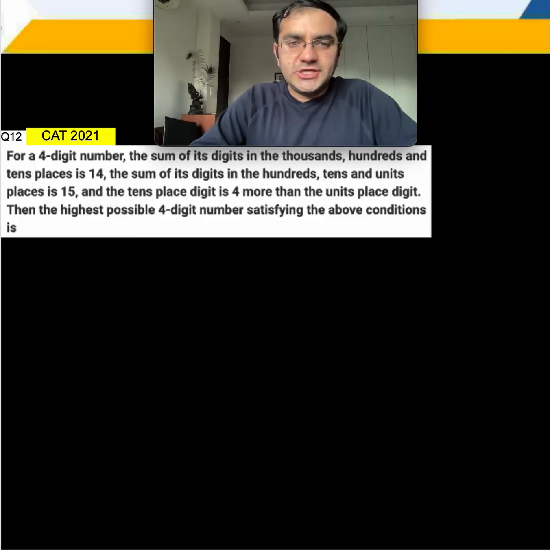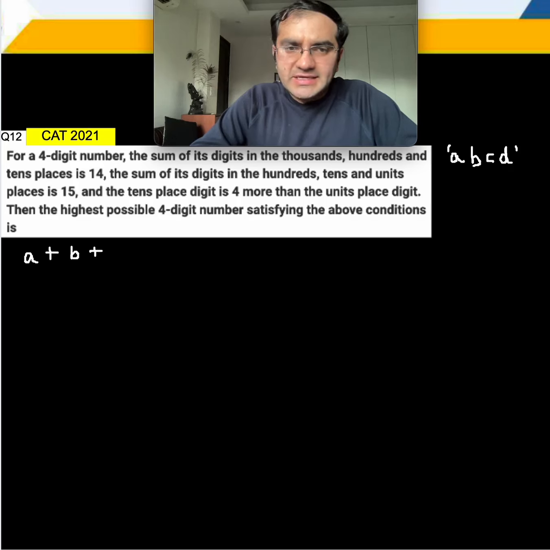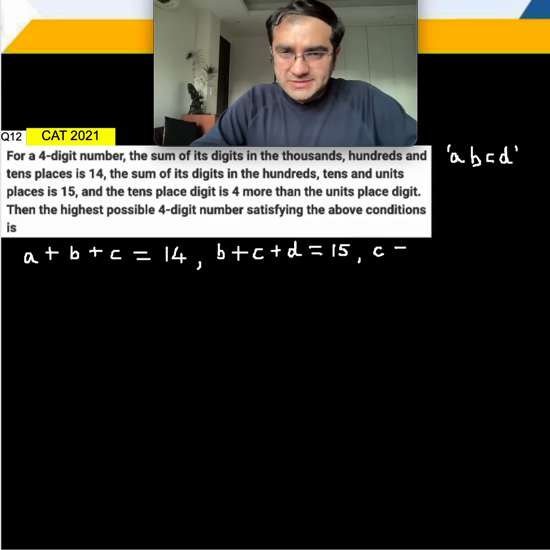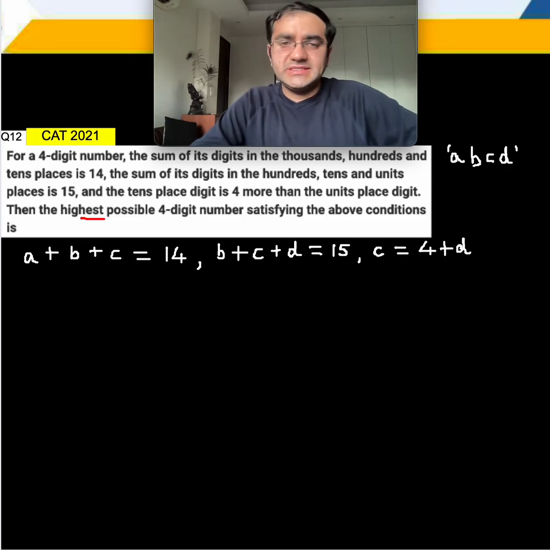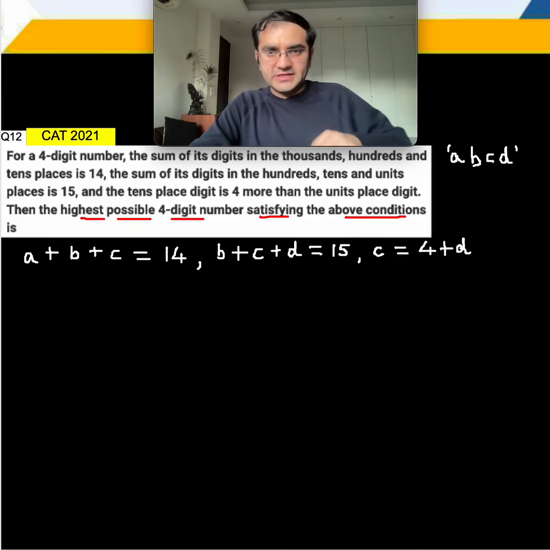Another nice and challenging question, question number 12, based upon special equations. You have a 4-digit number ABCD. Sum of digits in thousands, hundreds, and tens places is 14, ABC. Sum of digits in hundreds, tens, and units, BCD, is 15, and the tens place, that is C, is 4 more than the units place, that is D. Find the highest possible 4-digit number satisfying the conditions.